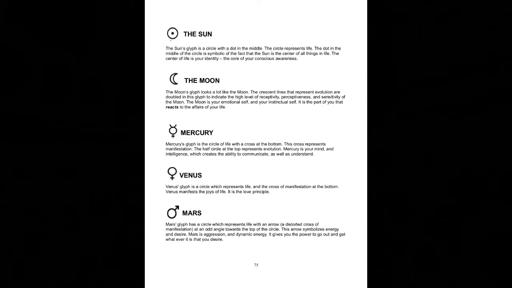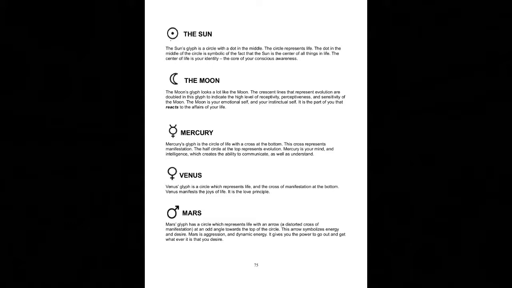The Sun. The Sun's glyph is a circle with a dot in the middle. The circle represents life. The dot in the middle of the circle is symbolic of the fact that the Sun is the center of all things in life. The center of your life is your identity, the core of your conscious awareness.